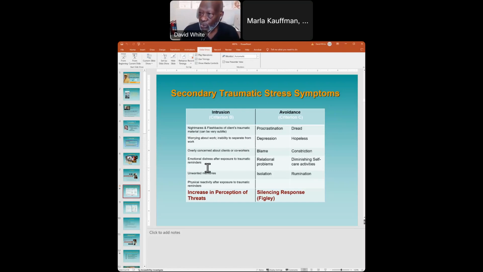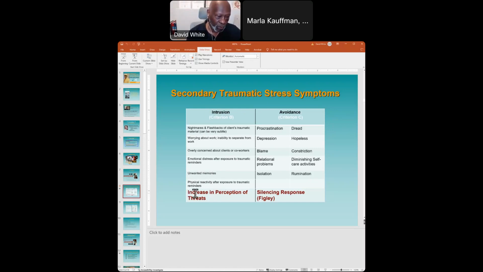So something that reminds you of the conversation or the narrative you have with your clients starts to put you in emotional distress. You can start to notice that all of these things are events of the situation that you've dealt with your clients or the person you're helping, intruding into your activities of daily living when you don't necessarily want them to. They just pop up. Unwanted memories, physical reactivity after exposure to traumatic reminders.